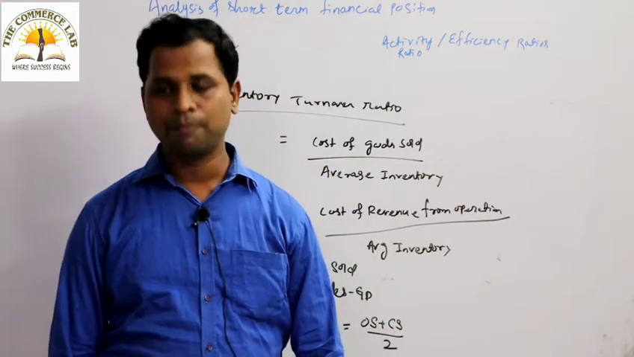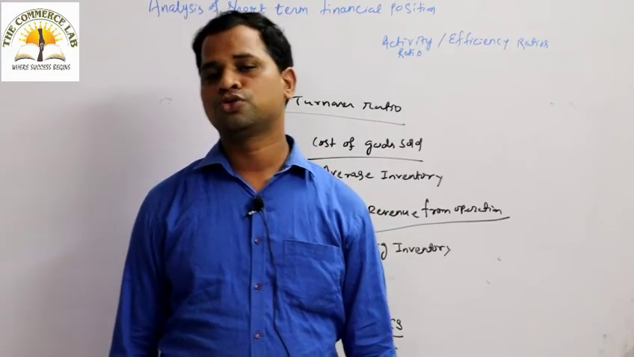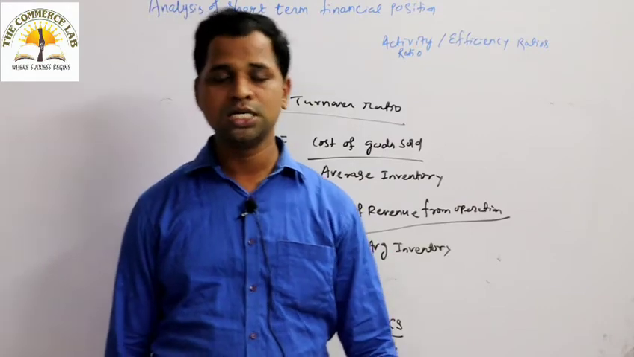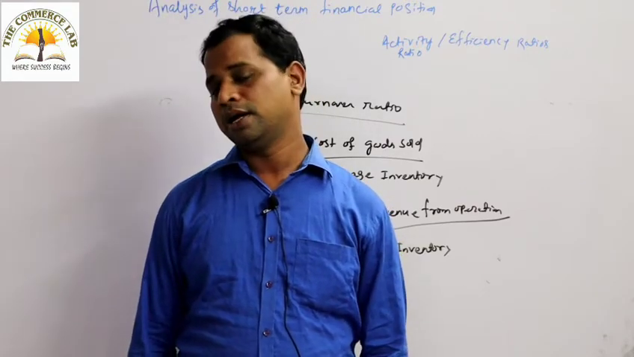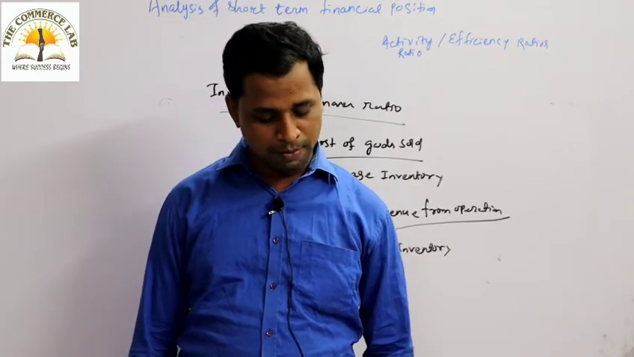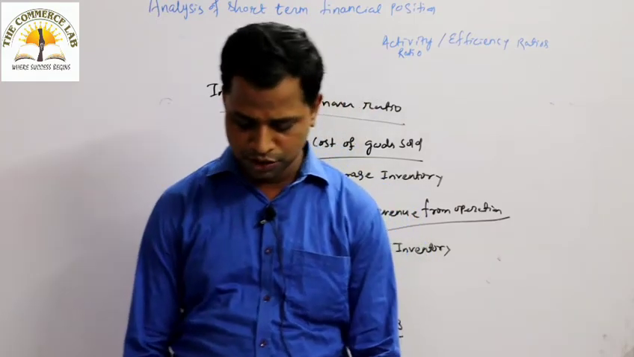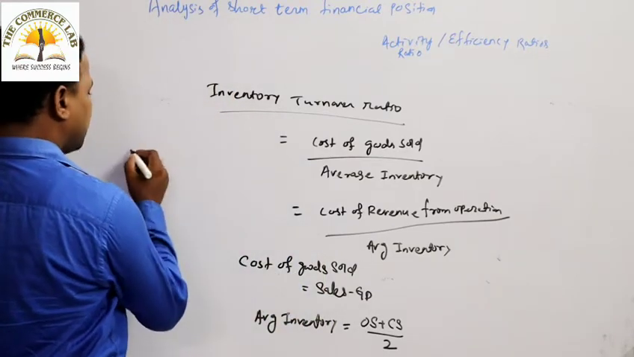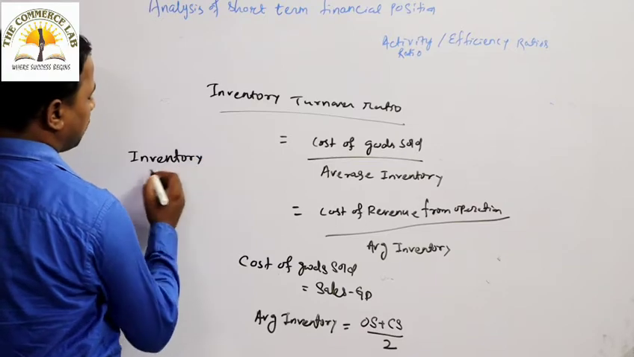Okay, so that's why you have to maintain proper control over the inventory, and the inventory turnover ratio shows how many times in a particular year the inventories are turned over. The higher the inventory turnover ratio, the better the efficiency. Okay, so that is known as what? Inventory turnover ratio.